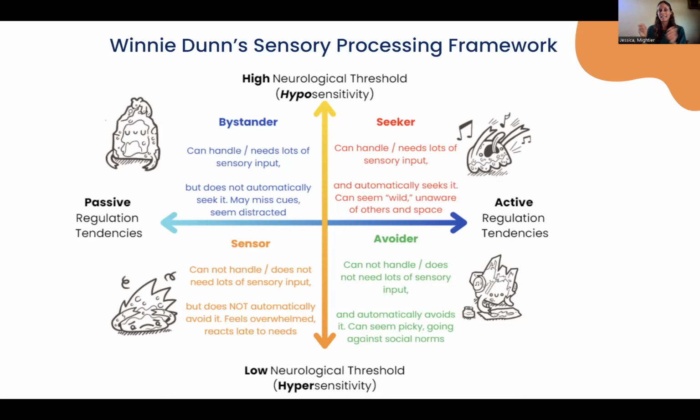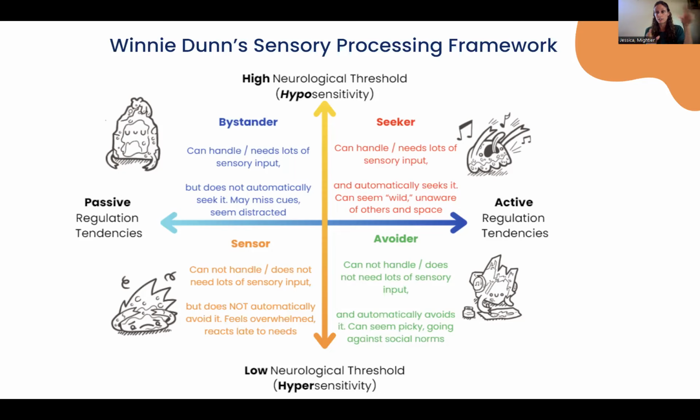This is a child that maybe can seem a bit wild. They're unaware of their body and space and others. And they're moving fast. They're touching things, right? This is a child who is seeking out that sensory input because they need it. And they're not intentionally or cognitively necessarily knowing that they're doing that, but their body is just responding naturally in that way. Let's go to the bottom left.